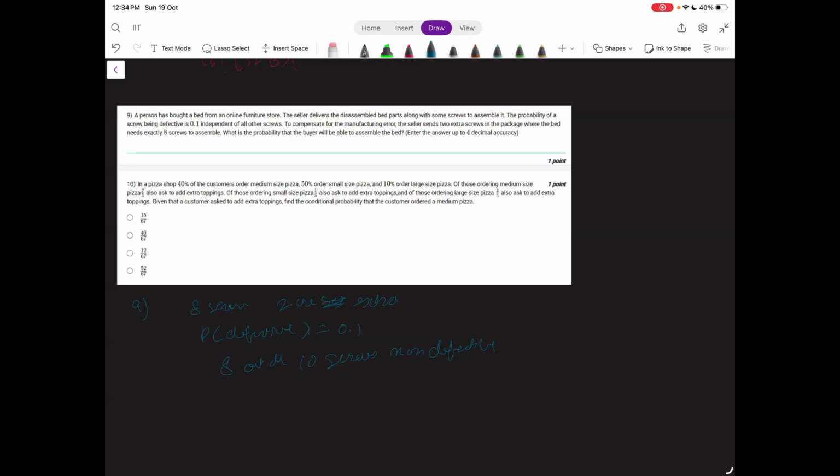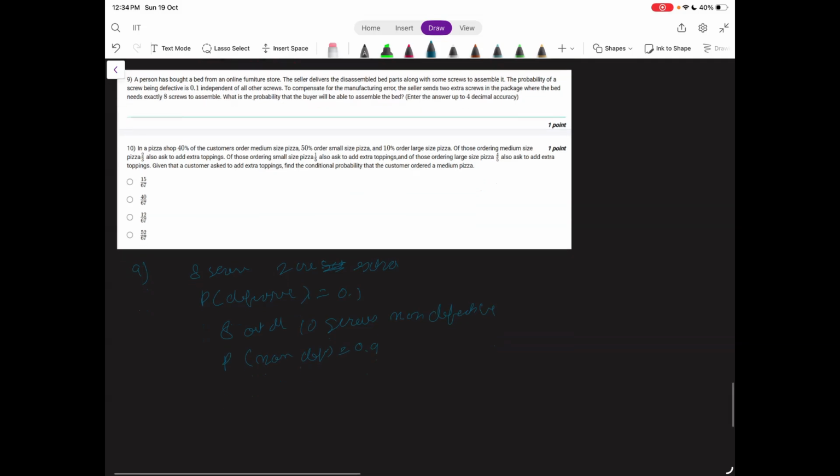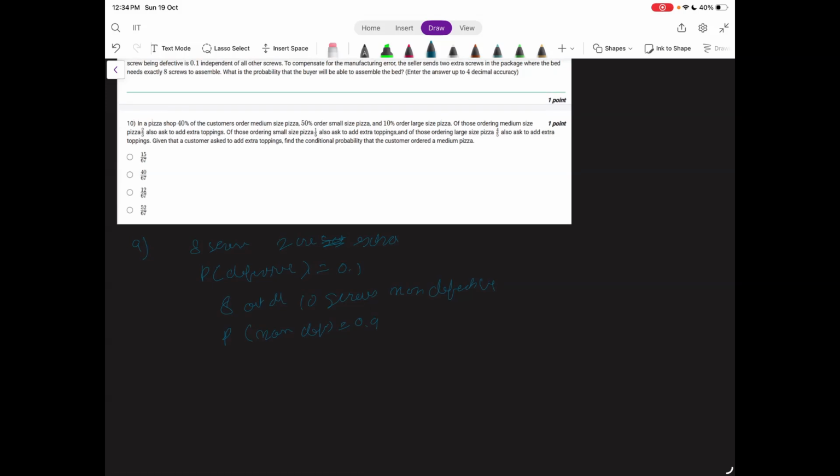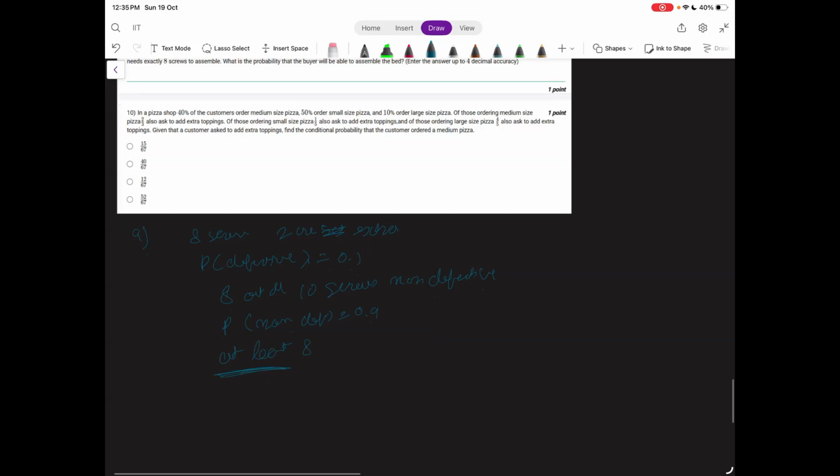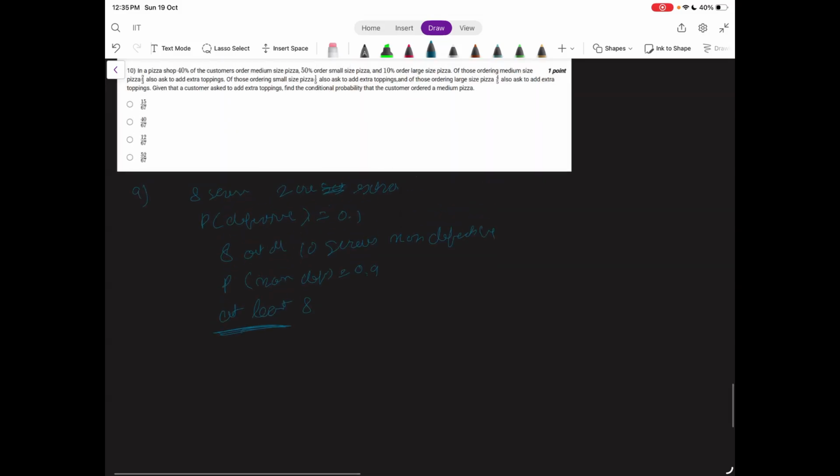Let X be the number of non-defective screws among the 10. The probability of a screw being non-defective is 0.9. We can use binomial here. So what's the logic? The logic is we need at least 8 screws. As I said, "at least" is a keyword, which means we need exactly 8 screws, or exactly 9 screws, or exactly 10 screws to assemble.